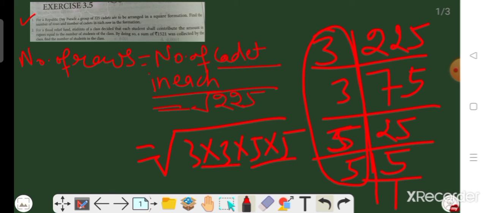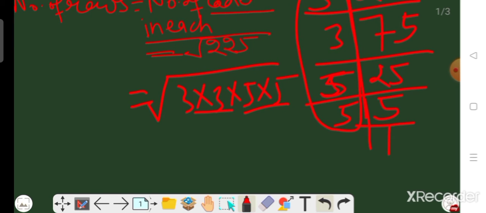Now to find the square root, what we have to do? We have to take one number from each pair. So this is equal to 15. This is the answer of your question number first. There are 15 rows and the number of cadets in each row is also 15. So this is the solution of your question number first. Now we will do the second question.